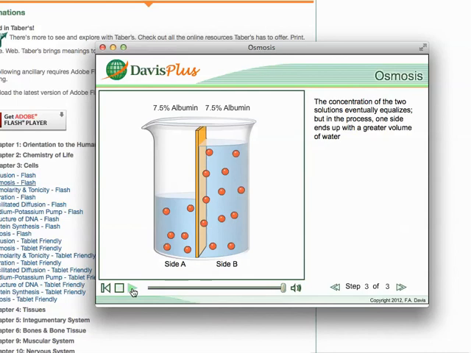The concentration of the two solutions eventually equalizes, but in the process, one side ends up with a greater volume of water. So you can see there how now it says at the top 7.5% albumin, 7.5% albumin. The concentration of albumin in these solutions is now the same. See? Still fewer particles of albumin over here, more particles of albumin over here, but we have much more water over here. So the concentration is now equal. And that's what the body's always kind of trying to do, is get to that equalness.